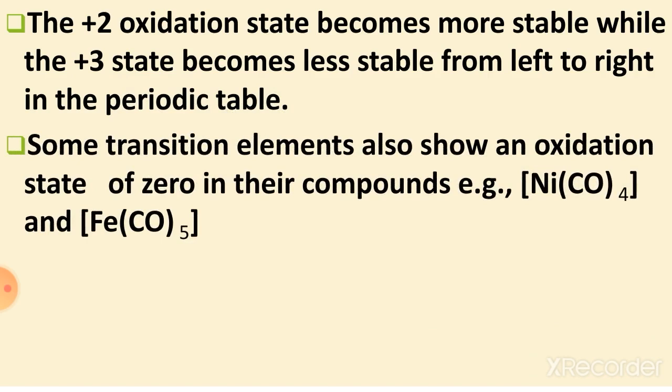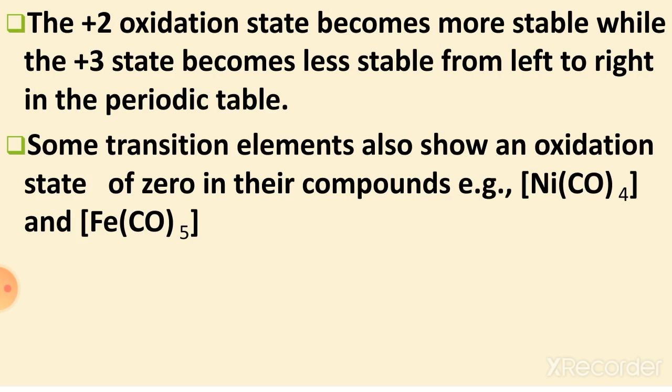Then one more point to note down: some transition elements also show an oxidation state of 0 in their compounds, such as Ni(CO)4. Here CO is a neutral ligand, so that's why Ni has 0 charge. Then Fe(CO)5, here again CO is neutral, so iron also has 0 charge. So they show the minimum oxidation state.